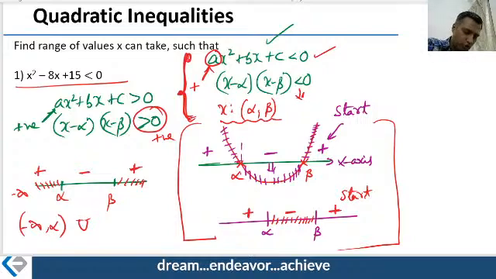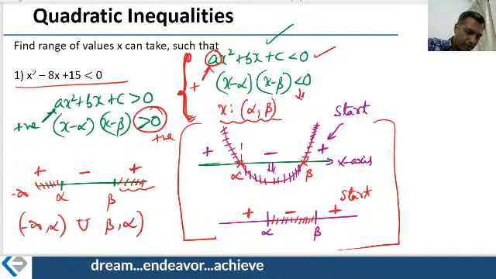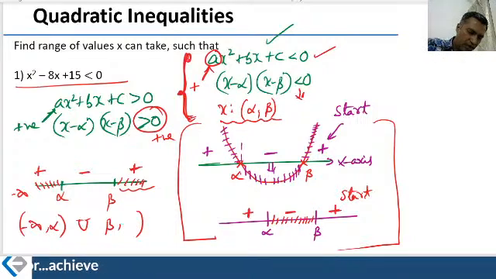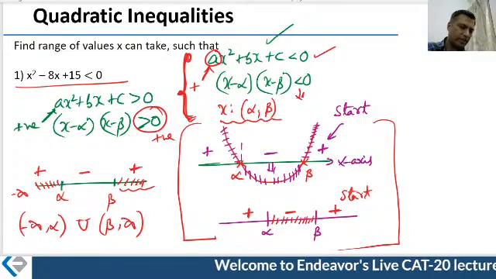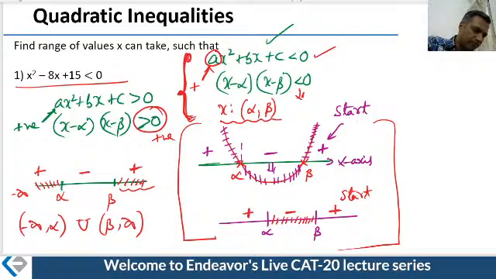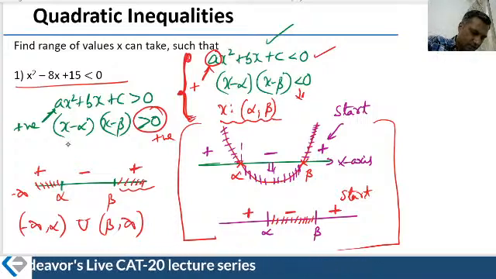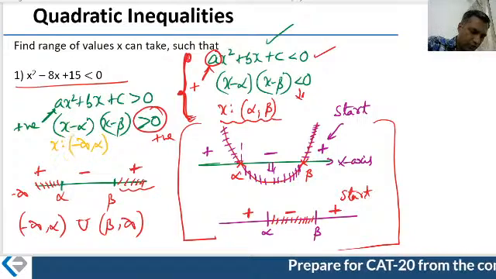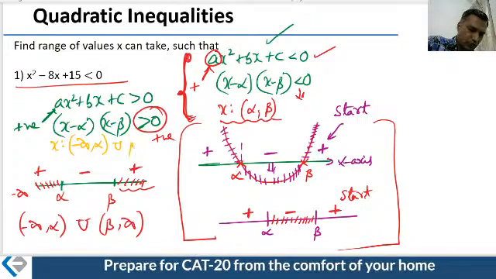Union, and now this particular side, how are you writing it? Beta to infinity. So minus infinity to alpha, and then beta to infinity, union. That's what you are trying to write here. So how do you remember this from your high school? Simple. All this does not matter. What matters is that from this graph you'll quickly write: x takes the values between minus infinity to alpha, union beta to infinity. This is all I wanted you to remember.